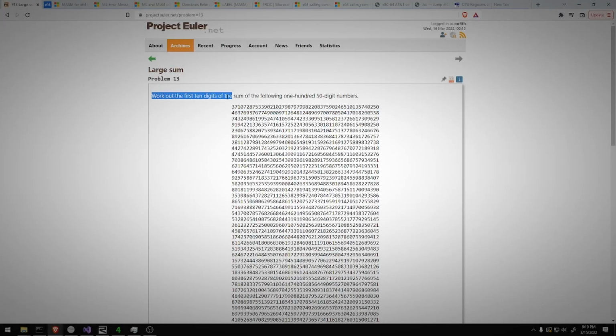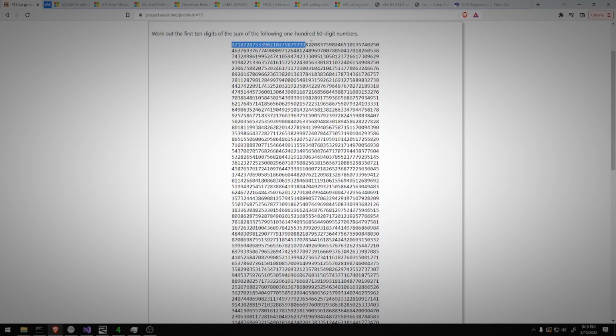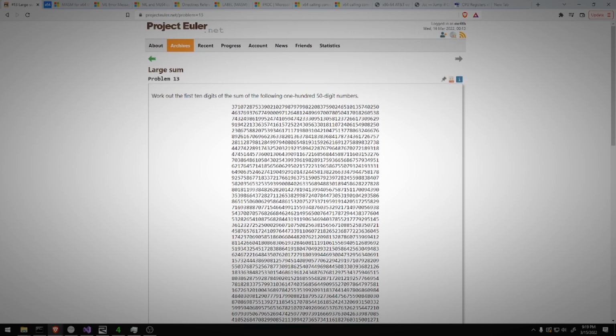Work out the first 10 digits of the sum of the following 100 50-digit numbers. So what they're saying is each line here is a separate 50-digit number. So when we parse this, if we were to look at it in strides or something, each row of digits is one of our 50-digit numbers.